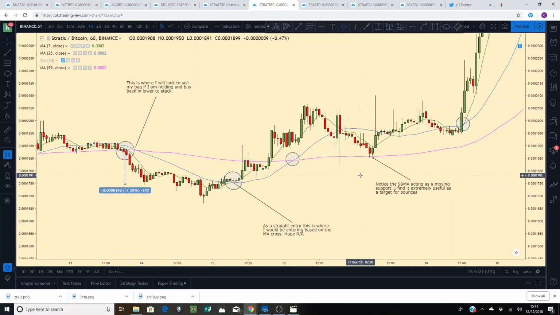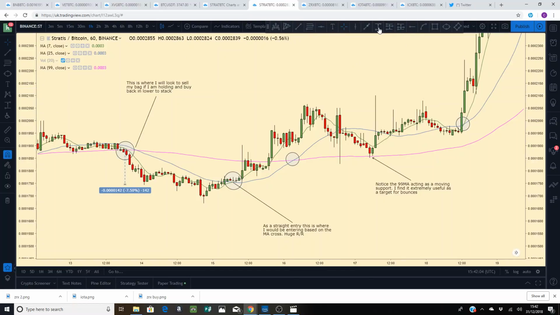Now people say, oh, it's a lagging indicator and it follows price. I don't think it does. I think the price follows the 99 on the 1 hour. Look at it here. It's basically a horizontal, and this comes down and bounces straight off it. So this is where the bounces occur. I mean, look at that one there.